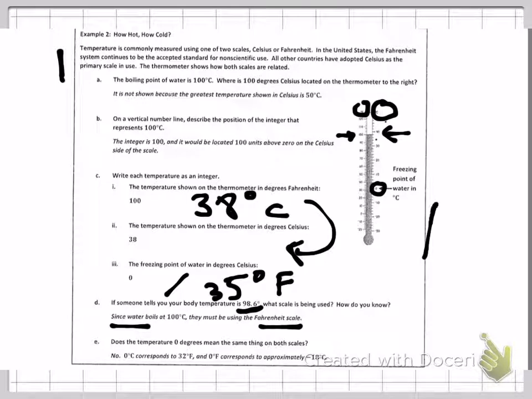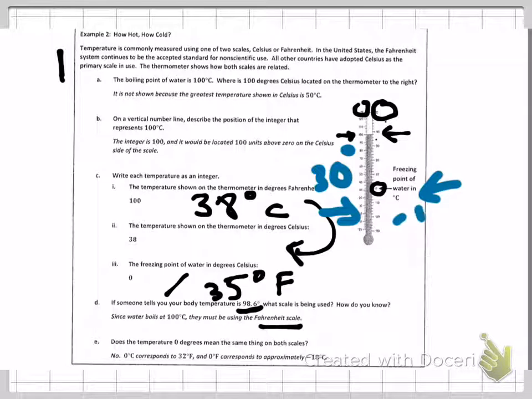On the next section here, let me zoom out. Does the temperature 0 degrees mean the same thing on both scales? Let's look here. Remember, the freezing point of water is 0 degrees on this side, right? And 0 would be here. So no, it wouldn't mean the same thing, because 0 degrees Celsius would be about 30 degrees Fahrenheit. And 0 Fahrenheit would be more like negative, looks like about negative 15 degrees Celsius.